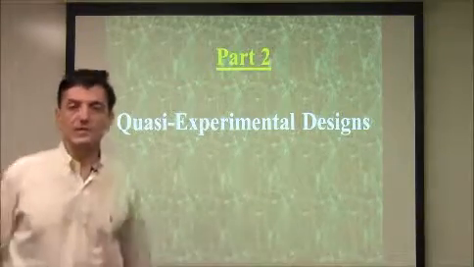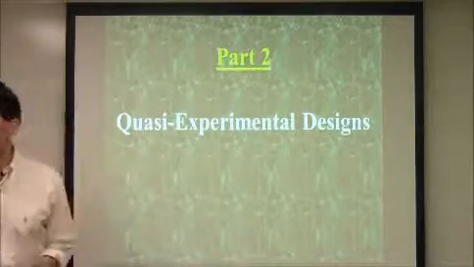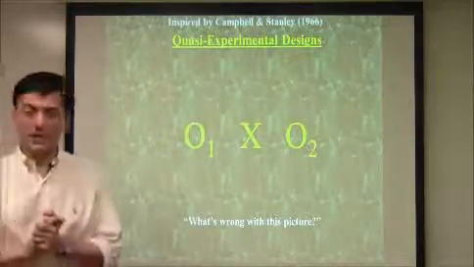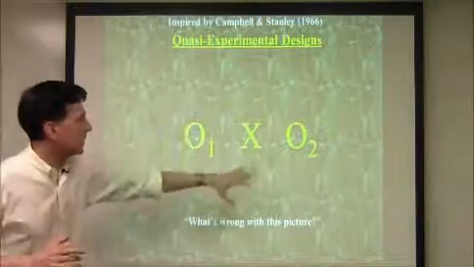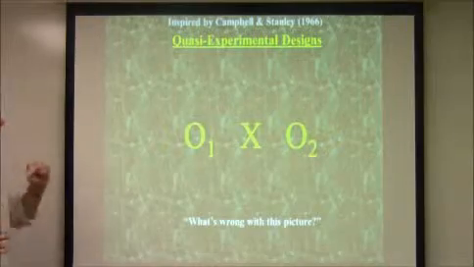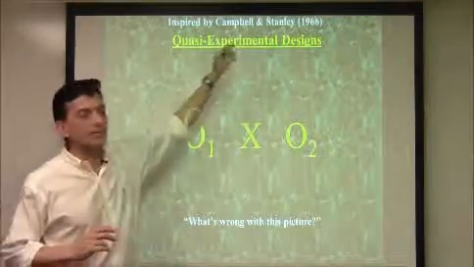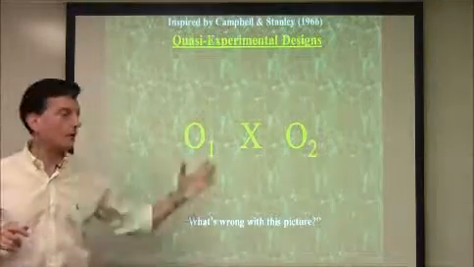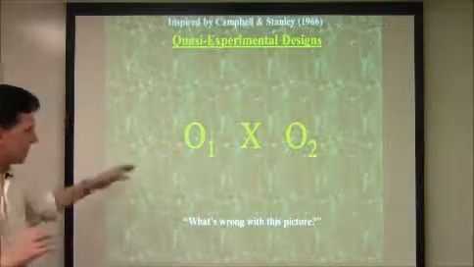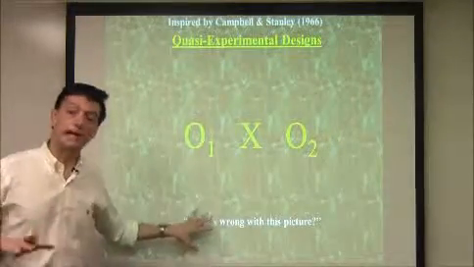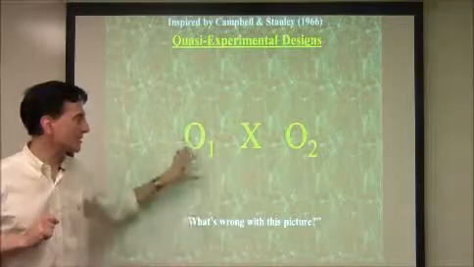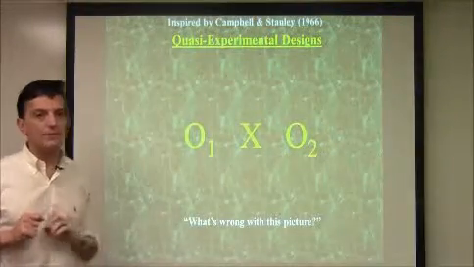Okay, let's see if we can now proceed and talk just a little bit about quasi-experimental designs. The very first design that we show here is done so schematically, and we're inspired here by Campbell and Stanley's early work in the mid-1960s, and we're asking basically what's wrong with this picture. I will walk you through this one just so you understand what the symbols mean in this particular case.